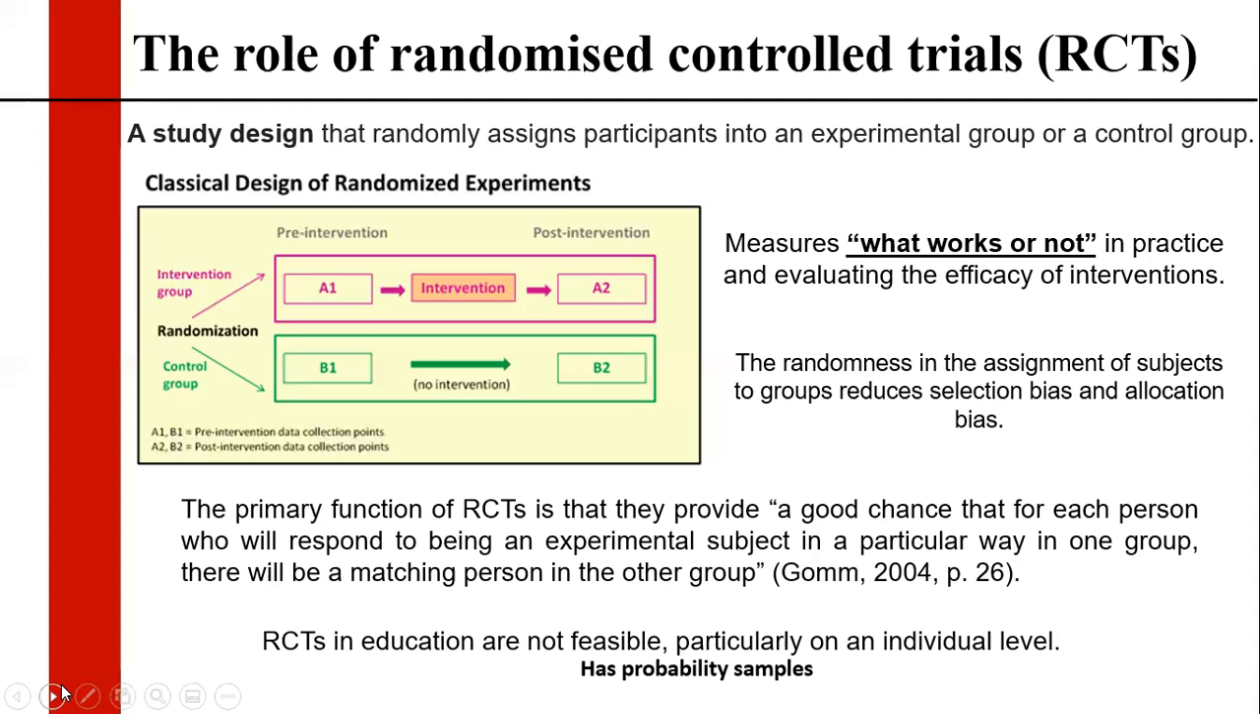So in this part, the primary function of RCTs is that they provide a good chance that for each person who will respond to being an experimental subject in a particular way in one group, there will be a matching person in the other group.